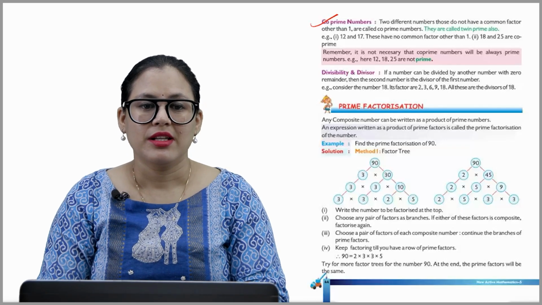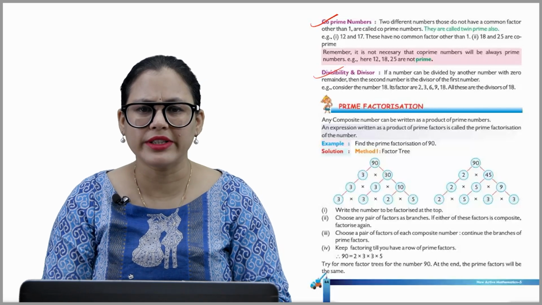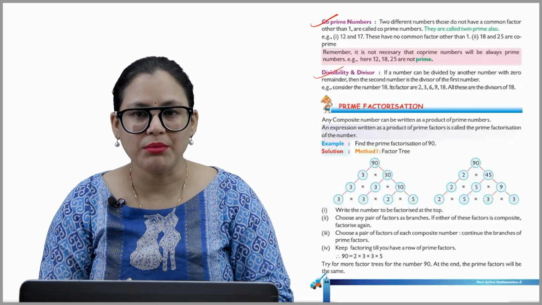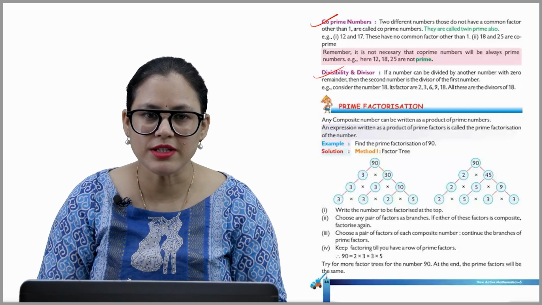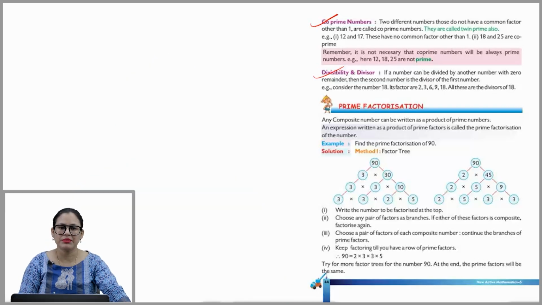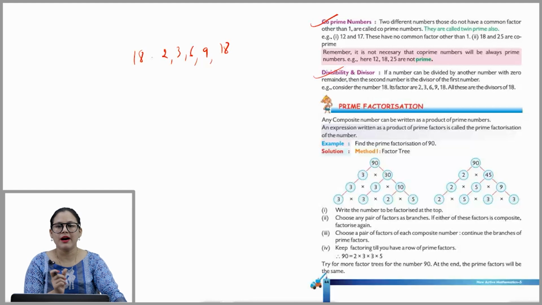Divisibility and divisor. If a number can be divided by another number with a 0 remainder, then the second number is the divisor of the first number. Example, consider the number 18. Its factors are 2, 3, 6 and 9, 18. All these are the divisors of 18.